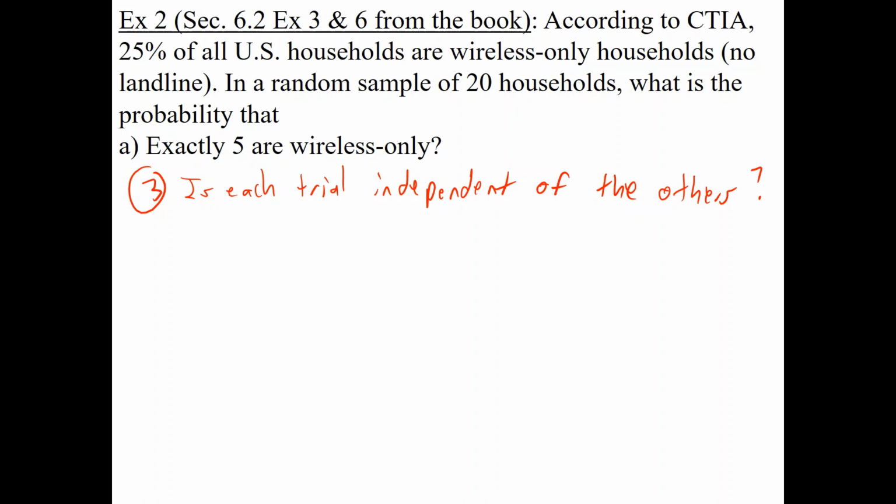Whereas when we select all at once, the second household has no chance of being the same as the first one. Whatever, 1 out of 100 million is almost 0. So even though technically this is not independent, it's very close because the probabilities are almost the same.